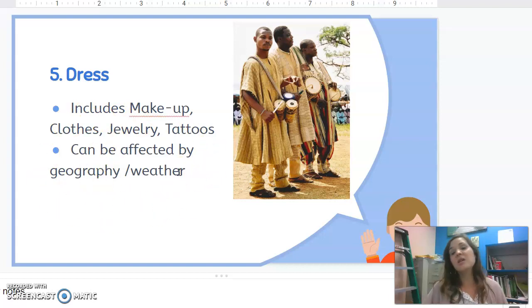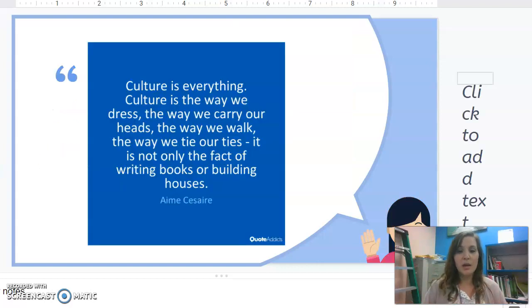So when you start to think about your island country, when you are going to describe some of your culture traits, think about, is it an island in a colder part of the world? Is it an island in a warmer part of the world? Okay, we have islands in both kinds of climates.